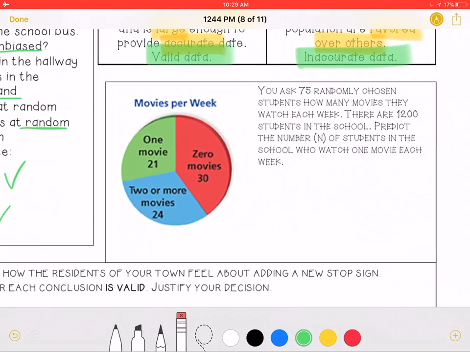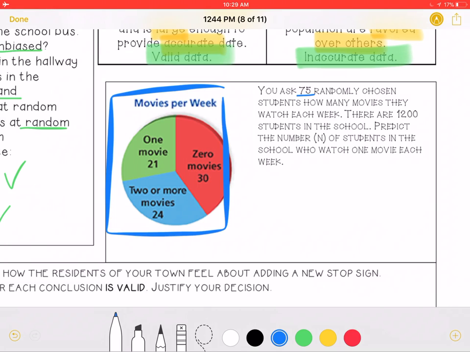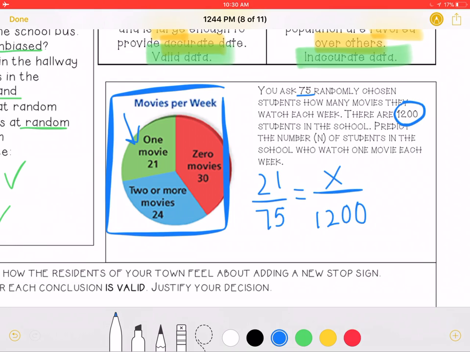You ask 75 randomly chosen students how many movies they watch each week. If there are 1,200 students in the school, predict the number of students in the school who watch one movie per week. This represents your results from surveying 75 people randomly. So we know these are valid results. That's a good amount of people. It was random. We want to know out of 1,200, how many can we predict watch one movie per week? In their sample, 21 out of 75 watched one movie per week. So if we now have 1,200 students, how many can we expect watch one movie per week?